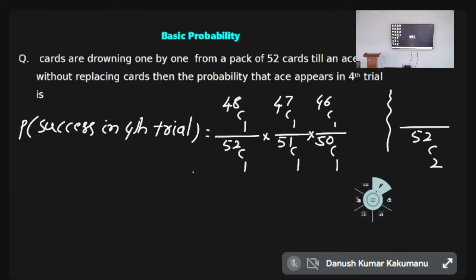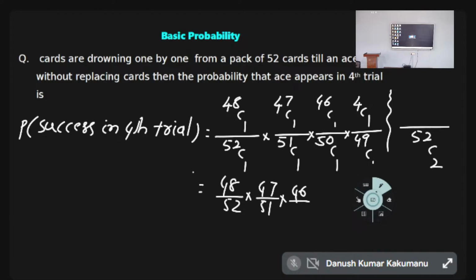How to write? Now how many cards remain? 49. That card must be an ace card, meaning it must be any one among the four aces. That is nothing but NC1, which is N only. That is 48/52 × 47/51 × 46/50 × 4/49. Sometimes in options also they will give like this only. If they give like this, you just keep it as it is.